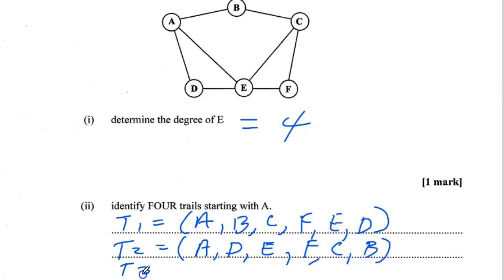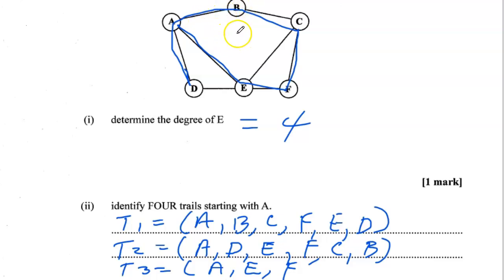Let's do a third trail. So we can start again. We have to start at A. I want to travel all the vertices by taking a different path. So this time we can go A to E, then to F, then to C, then to B, then to A again. So it's okay. Again, it's okay to visit a vertex more than once. Notice we have traveled A more than once, but that's okay.